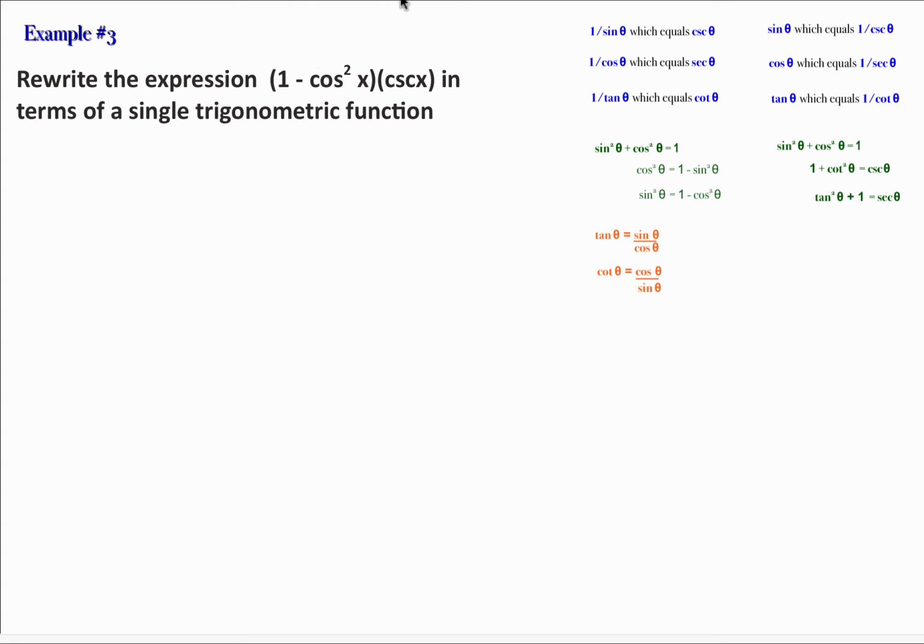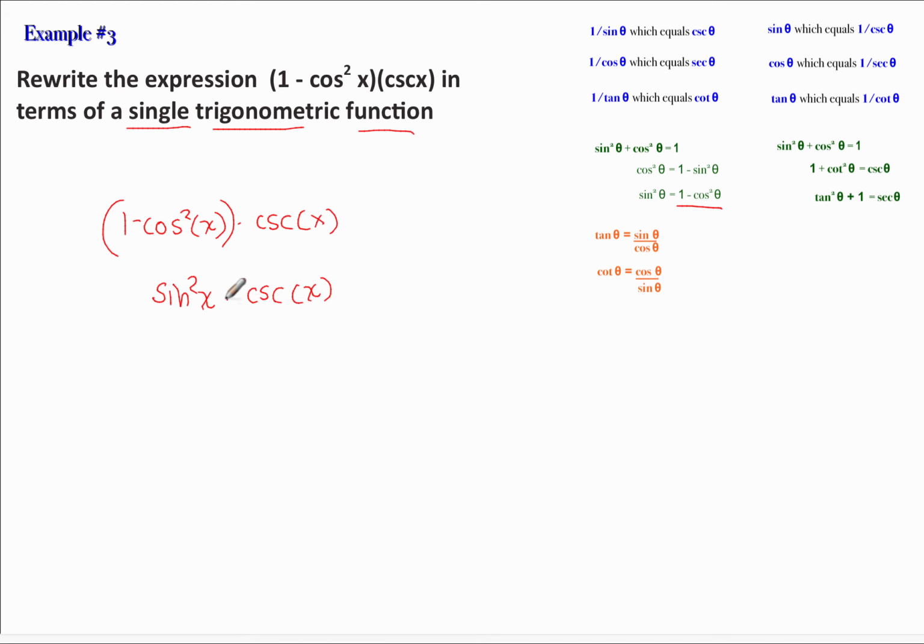All right, one more, let's try. 1 minus cosine squared times cosecant. And we want, again, a single trigonometric function. All right, so I'm just going to kind of stick with what I have written over to the right so we don't have too many meltdowns. 1 minus cosine squared x. Well, I see that that is a nice substitution. It's sine squared. And I like that because I know there's a relationship between sine and cosecant. They're reciprocal functions of each other.